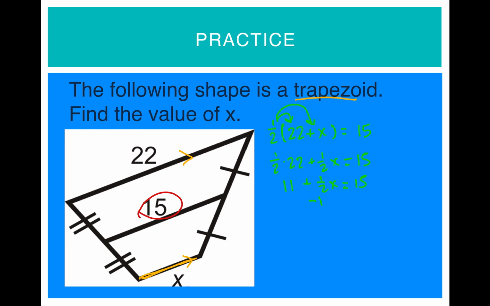If I subtract 11 on both sides, working to get x by itself, I'm left with 1/2 x equals 4. To get rid of that 1/2, I'm going to times the whole thing by 2. So I'm left with x equals 8. So this length right here is 8.